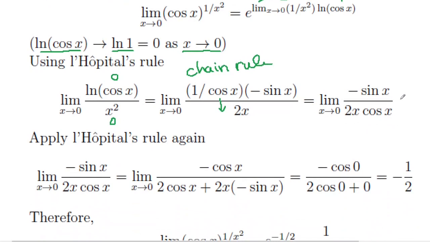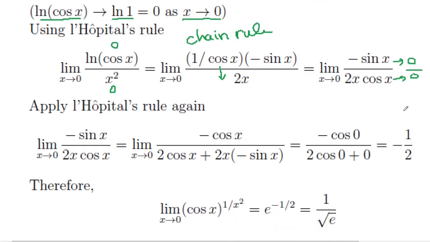As x goes to 0, sine of x goes to 0. And down here, x goes to 0, so the denominator goes to 0 as well. And we once again get a 0 over 0 indeterminate form. We use L'Hopital's rule again. Derivative of the numerator, minus sine x, is minus cosine of x. In the denominator, we use the product rule. Derivative of the first function, 2x, is 2, times the second function, cosine of x, plus the derivative of cosine of x, minus sine x, times 2x.